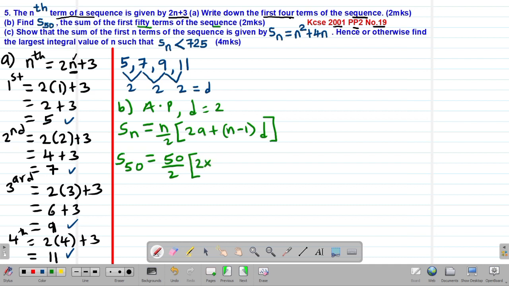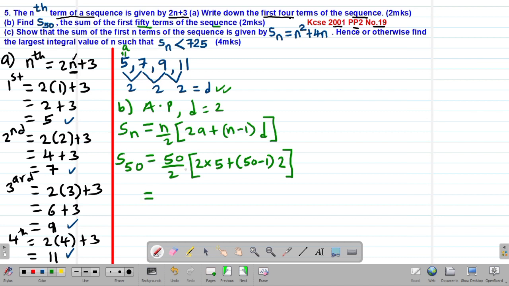Remember, a usually represents the first term, and we can clearly see that our first term is 5. Therefore, I'll substitute with the first term, which is 5, then plus the number of terms, which is 50, then minus 1, then we multiply with the common difference. Clearly the common difference is 2, so multiplied by 2, then I'm going to close my bracket.